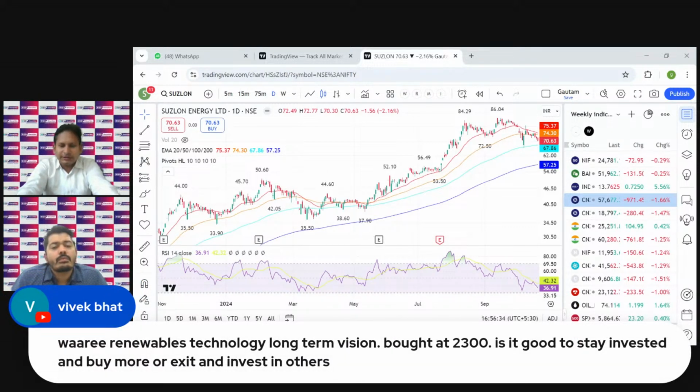The next question is from Vivek ji. Waaree Renewable Technology long-term vision. Bought at 2300, is it good to stay invested, buy more, exit, or invest in other? Again, you are stuck at a higher level as far as Waaree is concerned. We have already seen a very deep correction in Waaree post the magnificent return which the company has generated.